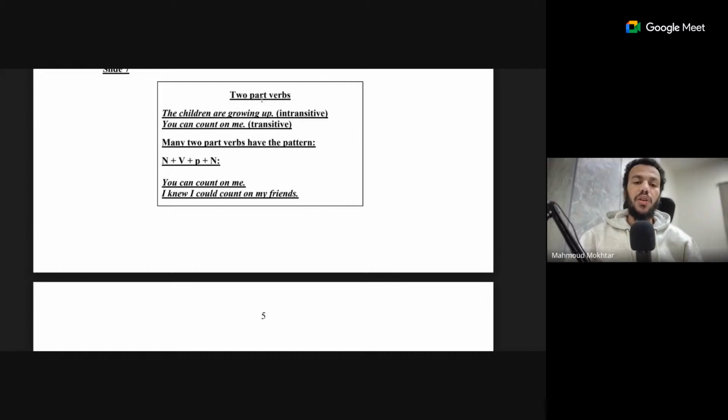Two-part verbs. The children are growing up, so growing up is a two-part verb. You can count on me. Count on is also a two-part verb. One is intransitive, and the other one is transitive. Many two-part verbs have the pattern noun, verb, preposition, noun.